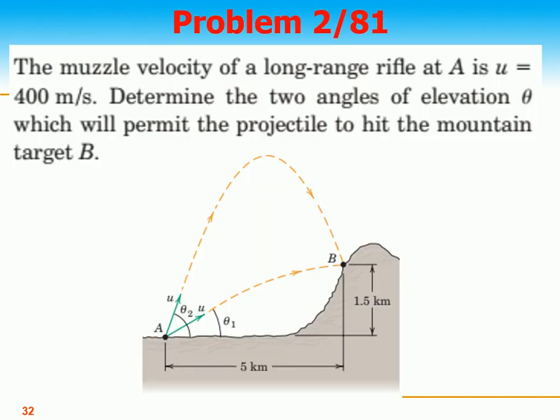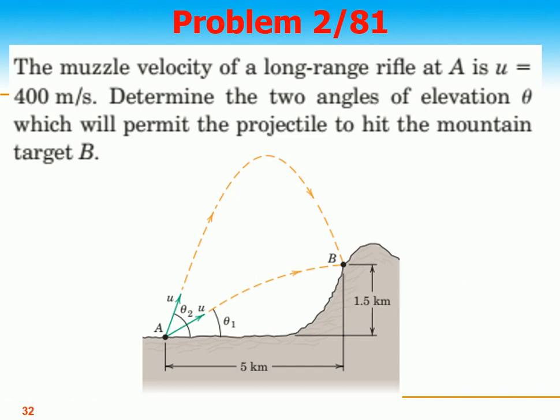Now let's move to problem 2-81. The muzzle velocity of a long-range rifle at A is u equal to 400 meters per second. Determine the two angles of elevation theta which permit the projectile to hit the mountain target B. We can hit at this angle, and we can hit at this angle, right? We need to find two possible angles at which we can hit that particular target with the same velocity, which is 5 kilometers in x, and of course 1.5 kilometers in vertical.